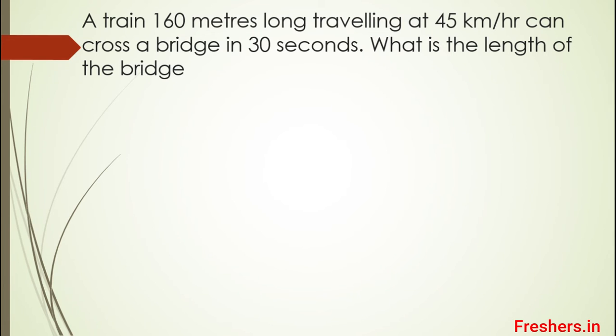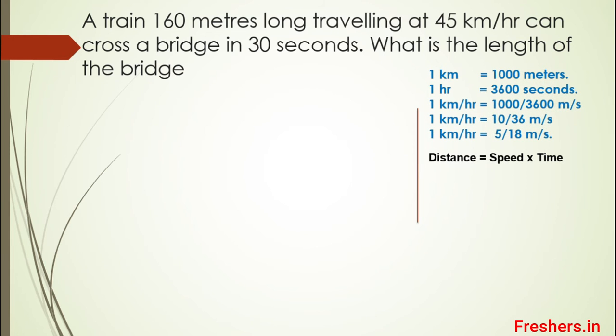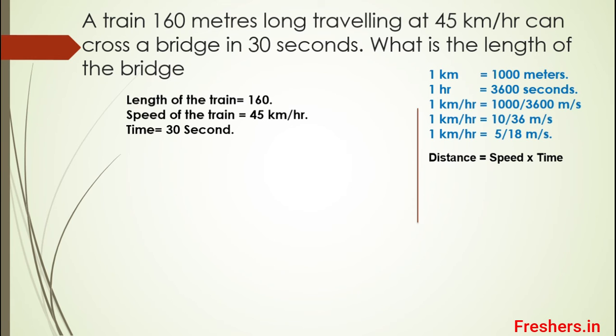Next question. A train 160-meter long traveling at a speed of 45 km per hour can cross a bridge in 30 seconds. What is the length of the bridge? An important thing that we should always know is how to convert kilometer per hour to meter per second. 1 kilometer per hour is equal to 5 by 18 meter per second, and distance equal to speed into time.